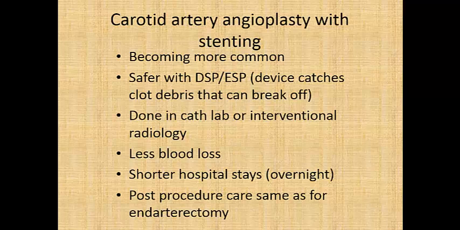So some surgical treatments that we're going to talk about is a carotid artery angioplasty with stenting. And this is very similar to the coronary angioplasty and stenting that we talked about with MI. As I said, this is becoming much more common, and it's much safer than it was. They have devices now that can catch clots as they break off, because that was a major concern previously, because, as the vessels become more narrow, any clots that break off can float down and block off other areas of the brain. So this is usually done in the cath lab as well, or interventional radiology.